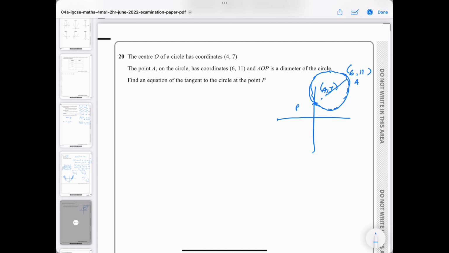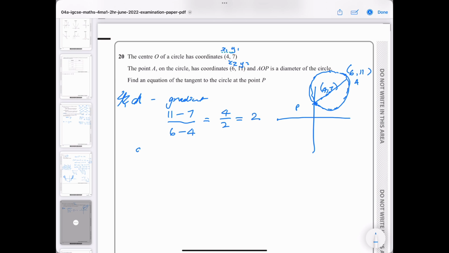So first, what we're going to do is work out the equation of this line, the diameter, so let's call it D. Let's start off by working out the gradient. The gradient will equal, this is y1, this is x1, and that's y2, and that's x2. So it'll be 11 minus 7 over 6 minus 4, which equals 4 over 2, which equals 2.